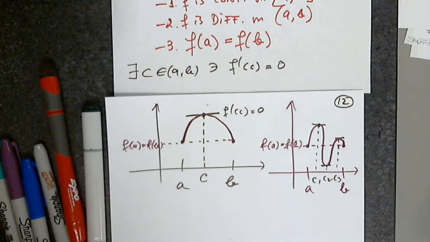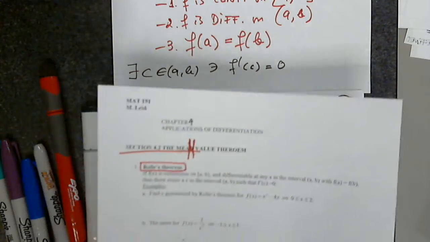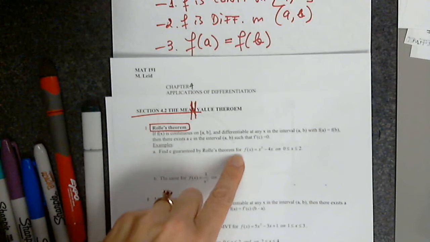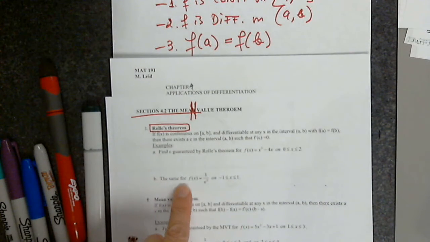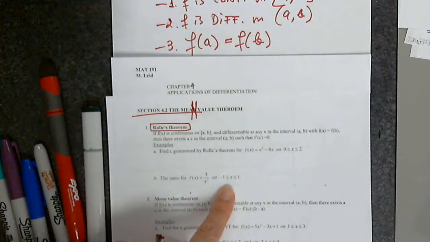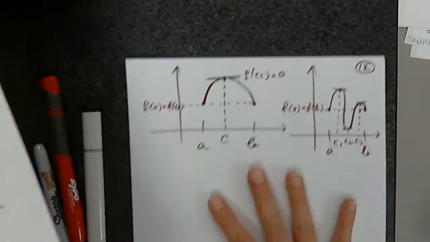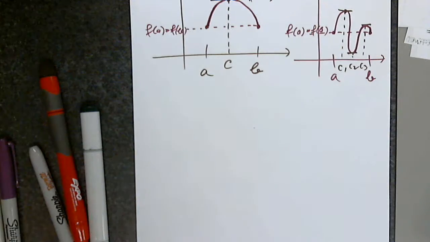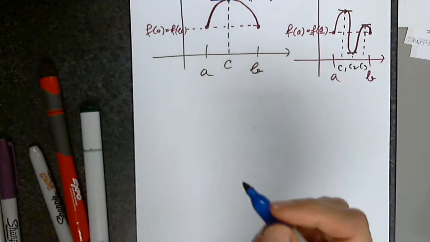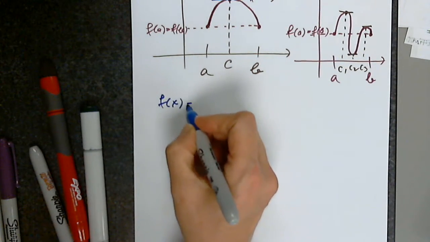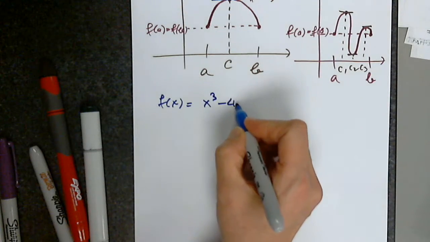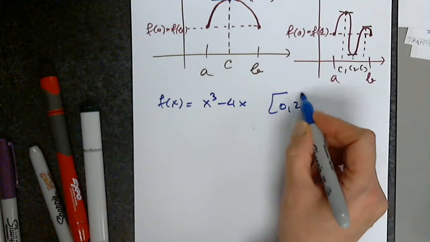So let's look at a problem here. Find C guaranteed by Rolle's theorem for this function, and then find the same thing for this function. Let's do both. Okay, so let's see. We have f of x equals x to the third minus 4x on the interval 0, 2.